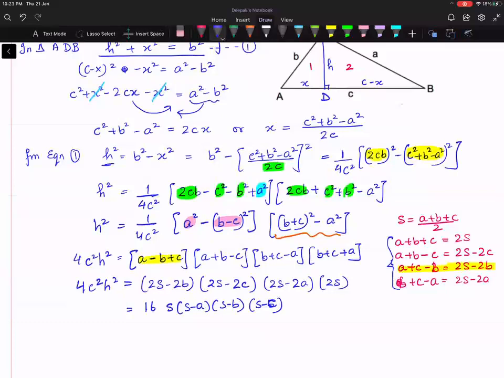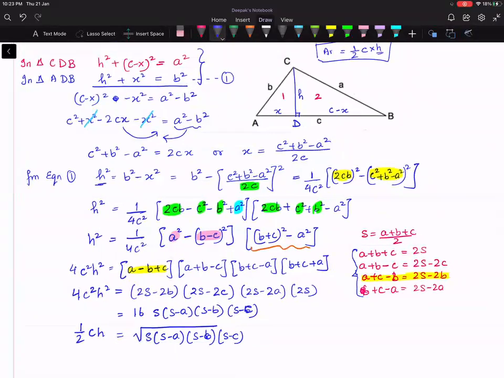Let's take square root on both sides and 16 on the other side. If I take 16 to the other side, beta, and I'm taking square root on both sides, so half of c into h is square root of s into s minus a, s minus b, s minus c. And if you check, c is your base, right, c is your base and h is your height, that you assumed as h, that is your height. So half of base into height, this is the area of triangle ABC.